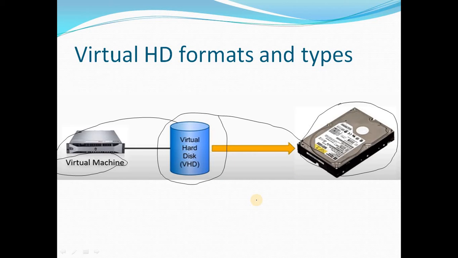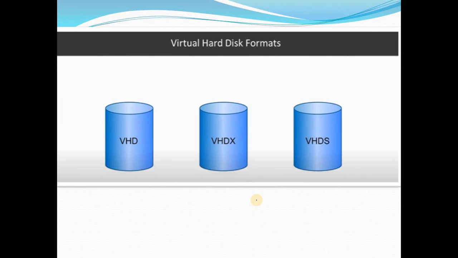So first we are going to talk about the different formats of the virtual hard disks that we are going to find in the market. Number one is VHD. Number two, VHDX. Number three, VHDS. These are the three formats that we are going to talk about today in terms of virtual hard disk formats. So these are the formats, not types. Please, I made it clear. These are the formats of the hard disks. About the types, we're going to talk separately right after this.